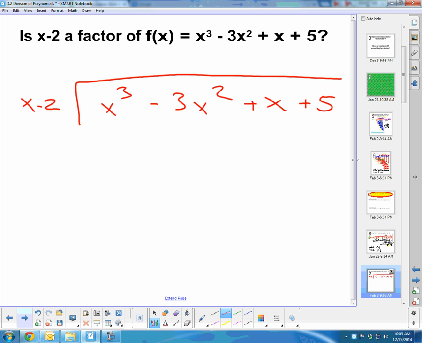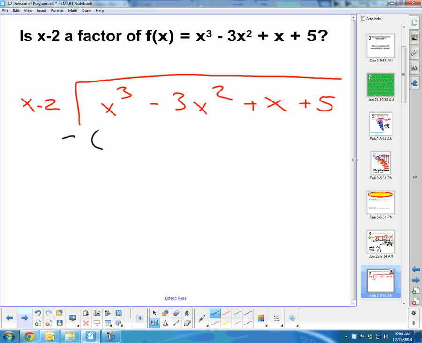In this particular case, I have no missing terms. I've got my cubic, my quadratic, my linear, and my constant term, so I don't need any zeros put back in there. I'm going to go through this one a little more quickly. Hopefully we're getting the hang of it. I need to make sure that when I do my subtraction, I get my zeros.